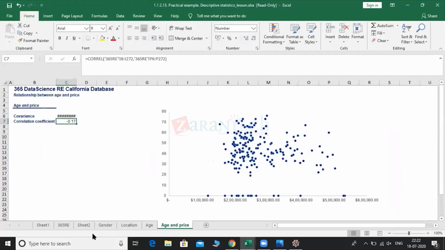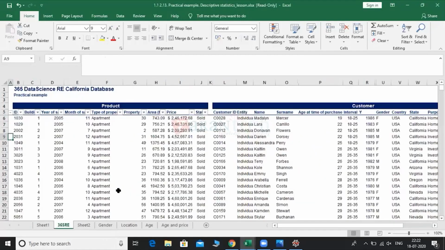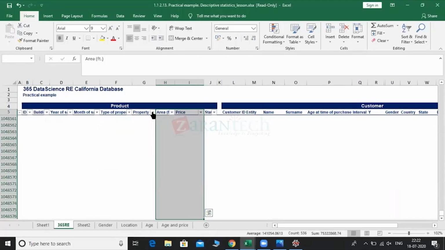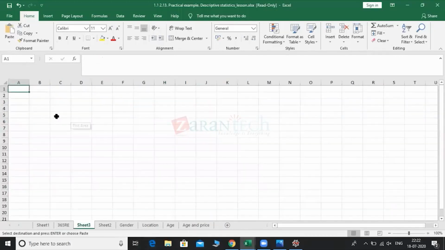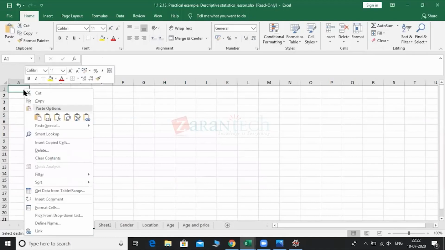Similarly, let's say we don't have information of this, but another thing that we can do is just plot these two numbers, to see if there is a relationship between price and area. So what I'll do is take these two things out and put them here.